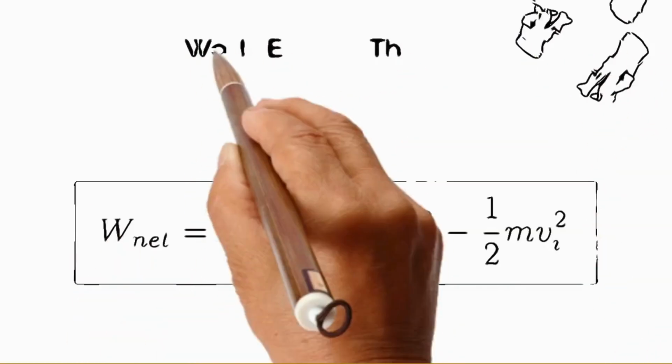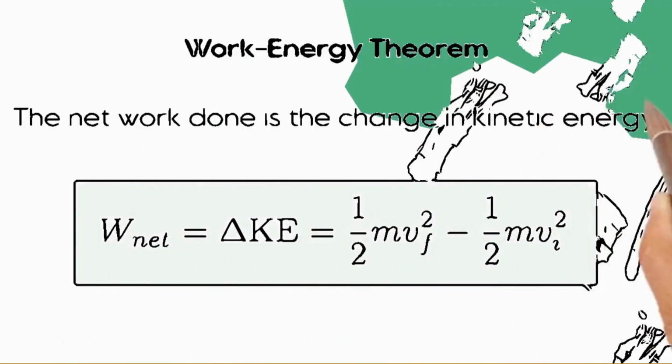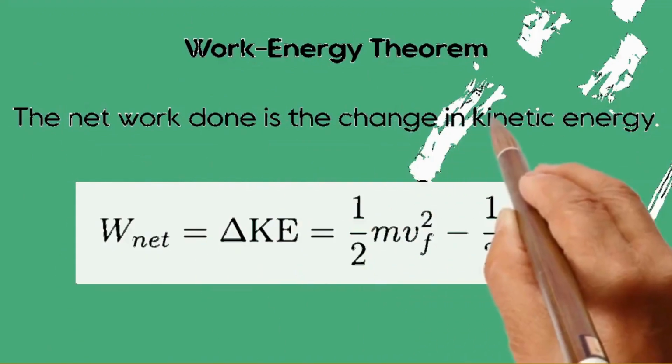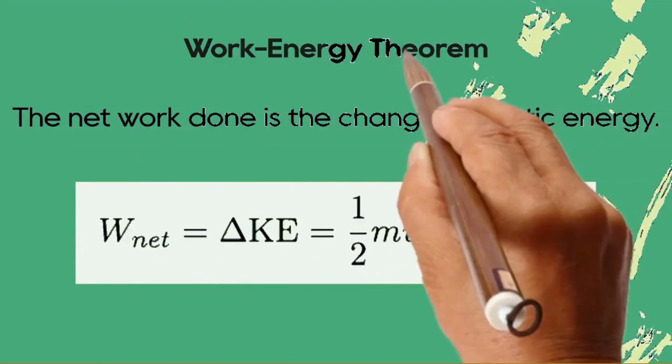Now the work energy theorem says that the net work done is simply the change in the kinetic energy. So that means 1/2 times m times the final velocity squared, minus 1/2 times m times the initial velocity squared. That's the net work done.